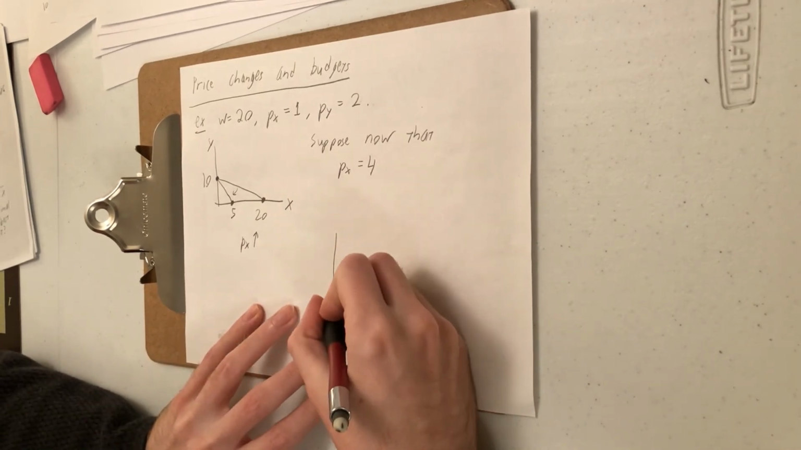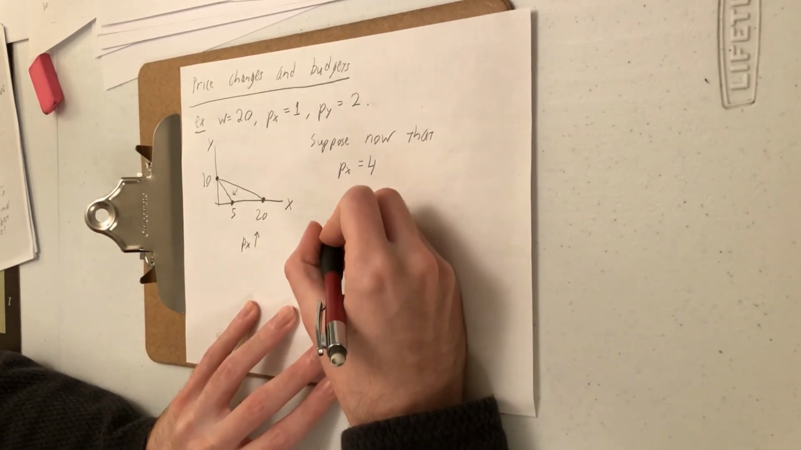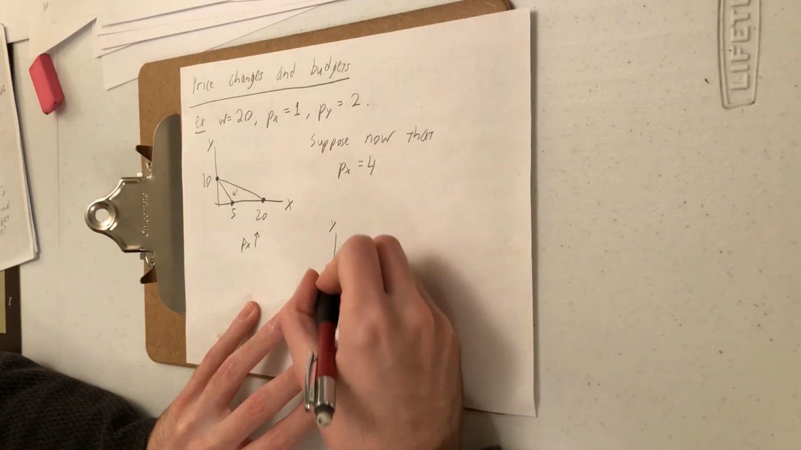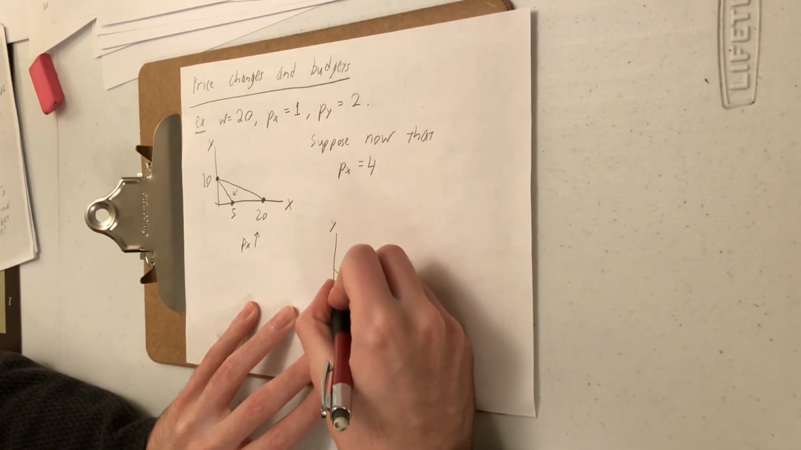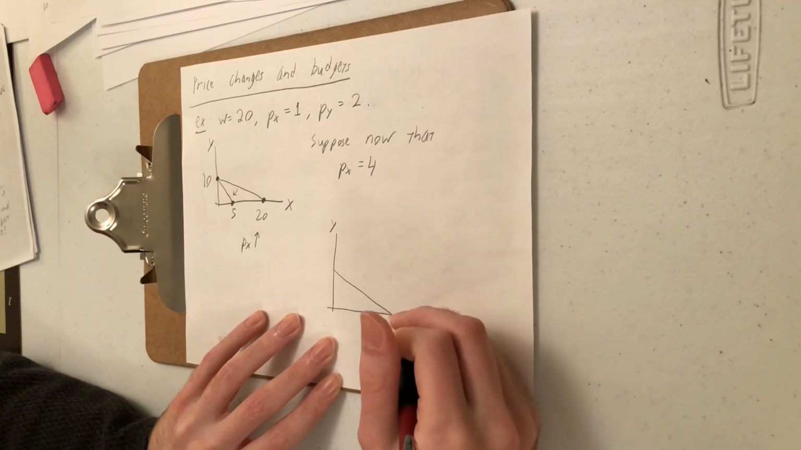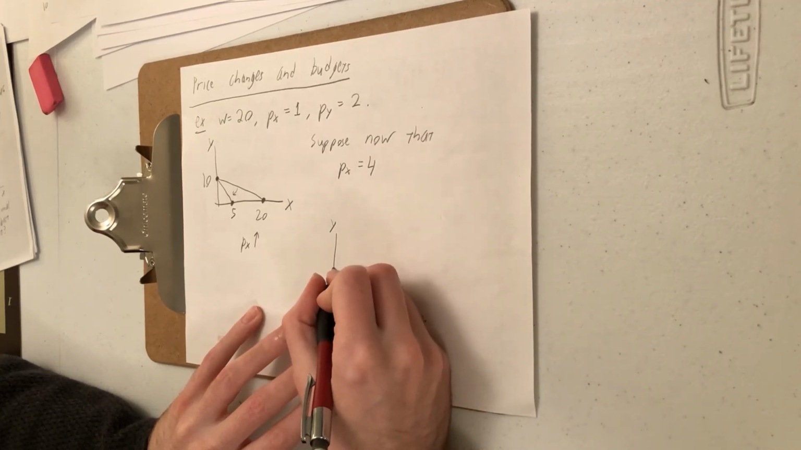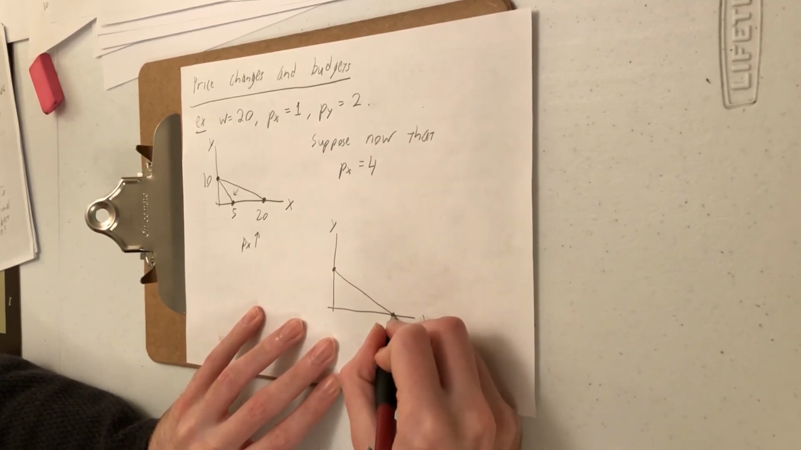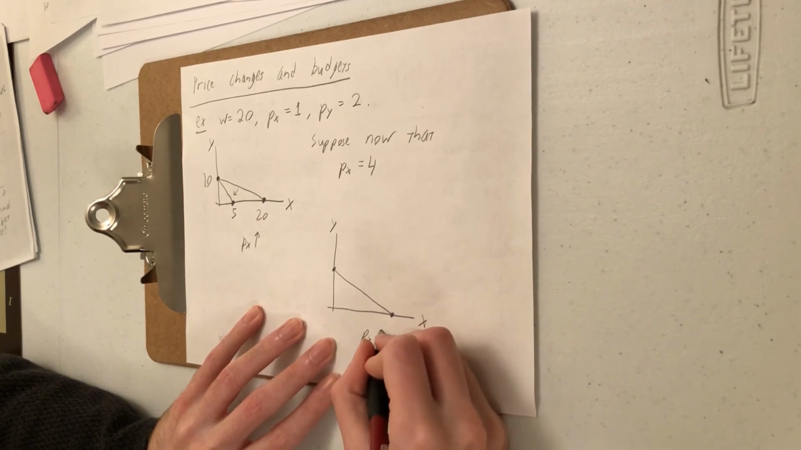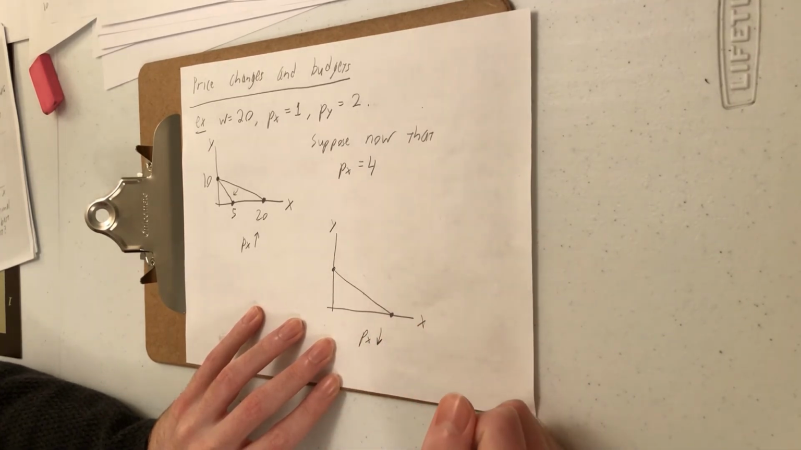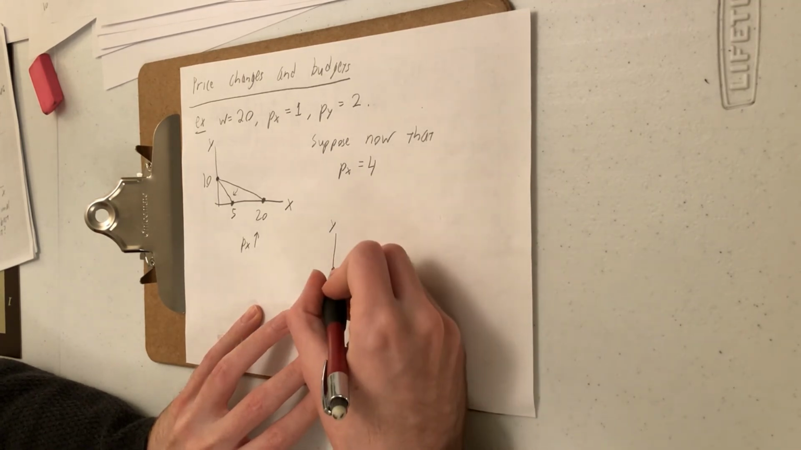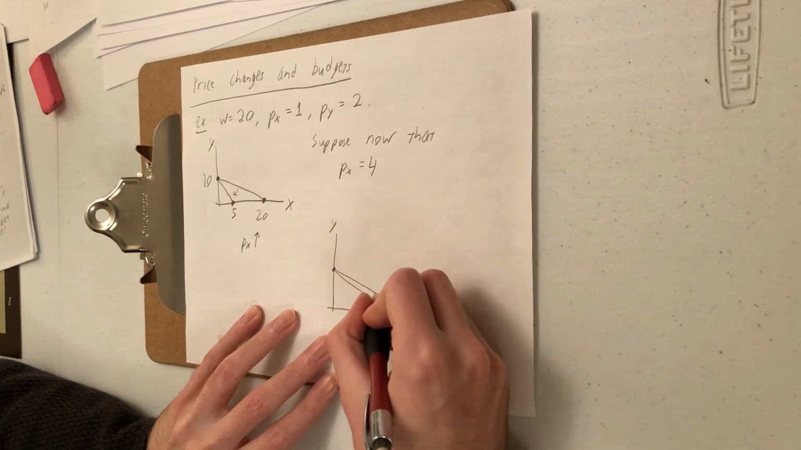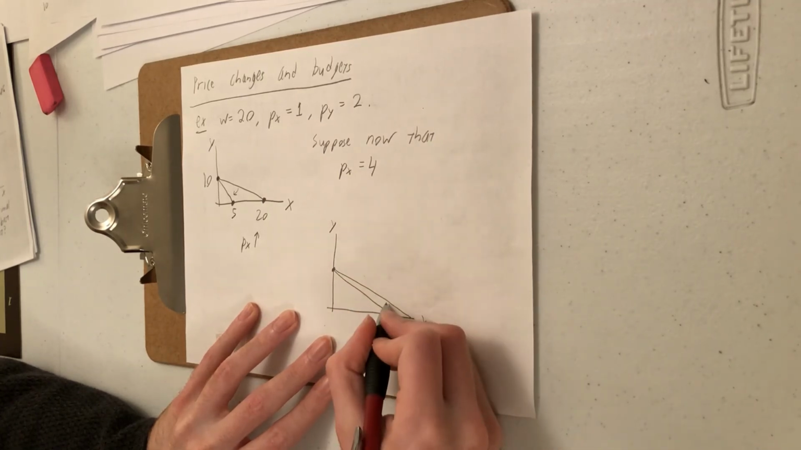If the price of X had fallen, that would look different. So if this here is your original budget line, and now the price of X goes down, that means you can afford more X than you could have previously. That's going to expand your options.